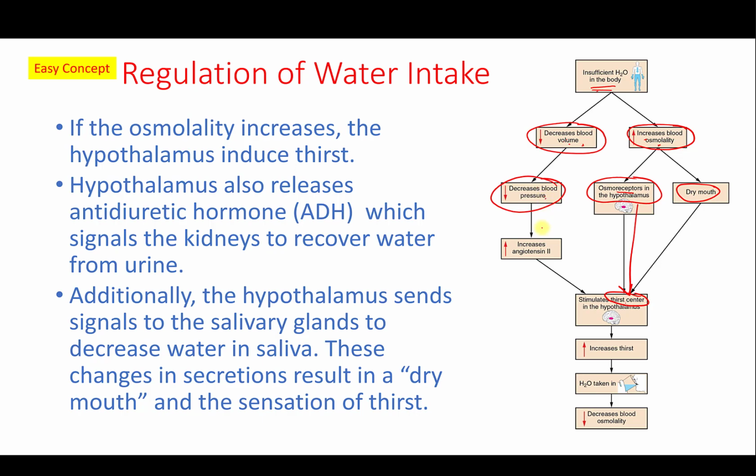Decreased blood pressure would increase angiotensin II, which also would activate the thirst center in the hypothalamus. That's when we will feel thirsty, we'll go drink water, and that would fix the issue of the osmolarity, and also the issue of the blood pressure. Okay, so this is how we get water into our body, by either one of those two mechanisms. Could be both of them at the same time, could be just one, of course, but the main one for water specifically is the increase in blood osmolarity. The decrease in blood volume and blood pressure is another mechanism. We already talked about it, and we will see it again in this chapter.